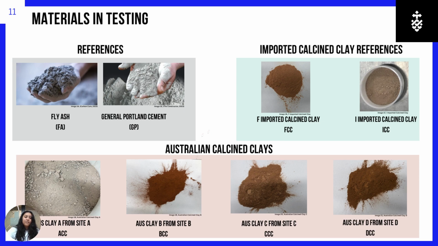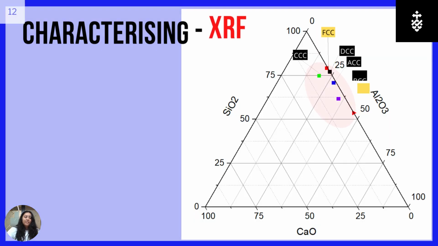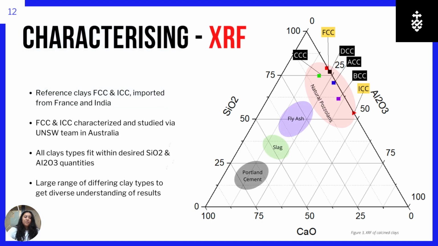During the production of the calcined clays, it was important to understand if these Australian clays would even be feasible, as the producing of the calcined clays was difficult and very time-consuming. So therefore, the XRF was conducted and confirmed that the Australian clays were feasible as they fit within the desired range of a natural pozzolan and sat between the reference calcined clays. This further proved feasibility and the production of producing the calcined clays continued.